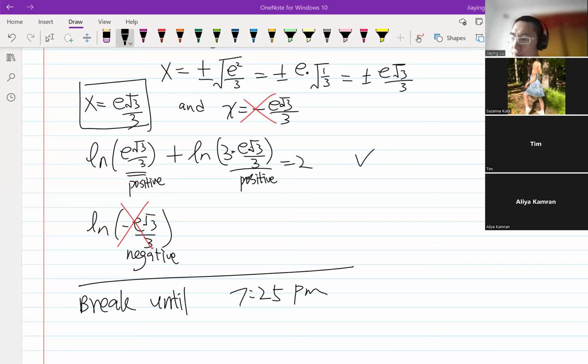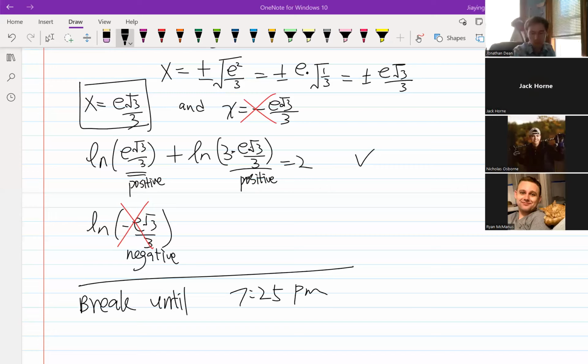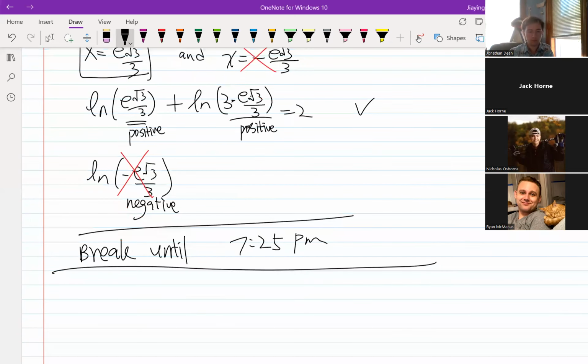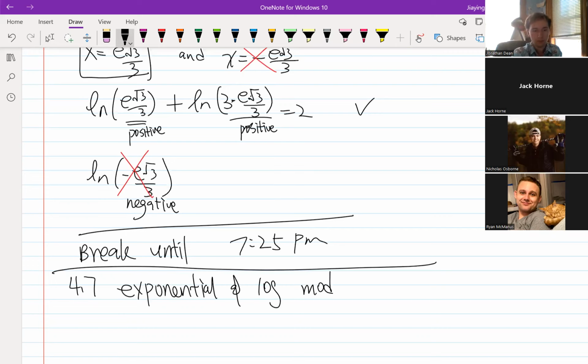All right, hello, welcome back. So I'm going to go over a few more examples. Let's see, this is in section 4.7, exponential and log modeling. So we're going to look at some examples involving exponential and logarithmic functions.